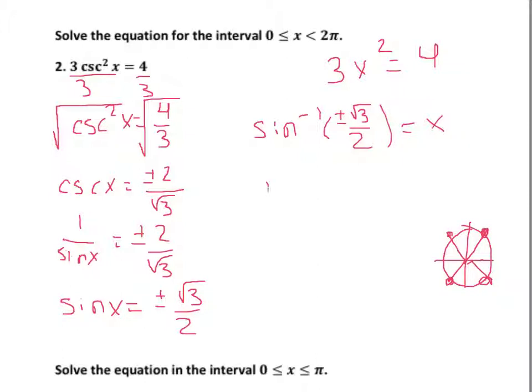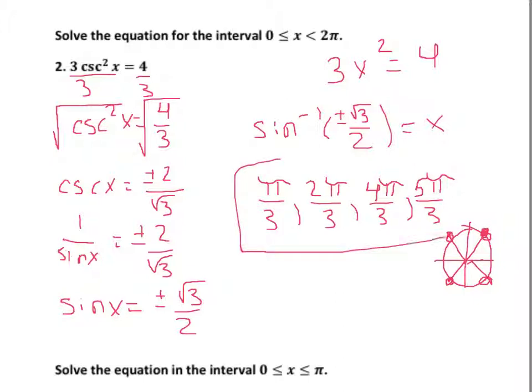So you have pi over 3, because that's right here, and then 2 pi over 3, and then 4 pi over 3, and 5 pi over 3. So that is every solution in between 0 and 2 pi. So there's the general way, and then there's the specific interval way. Okay? So let's take a look at a couple more.